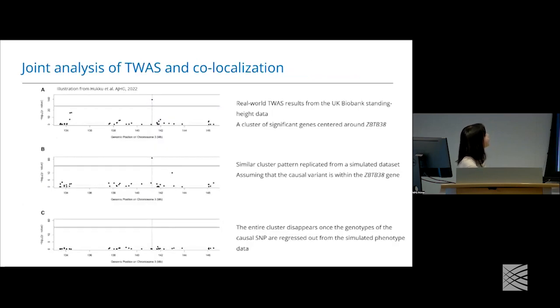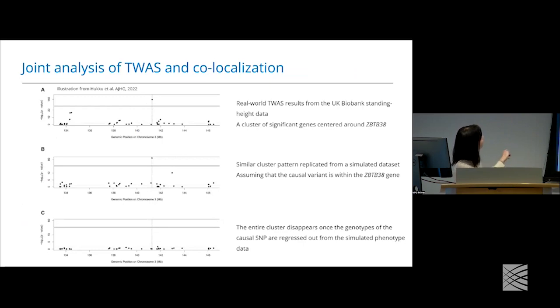So why do we need a joint analysis of TWAS and co-localization? The short answer is that TWAS sometimes will give you a false positive result because of linkage disequilibrium. So what does that mean? Here is an illustration from the co-localization analysis paper.